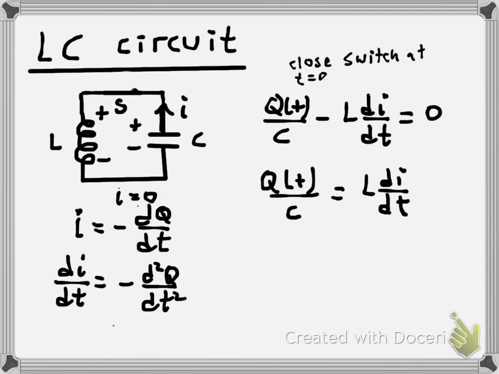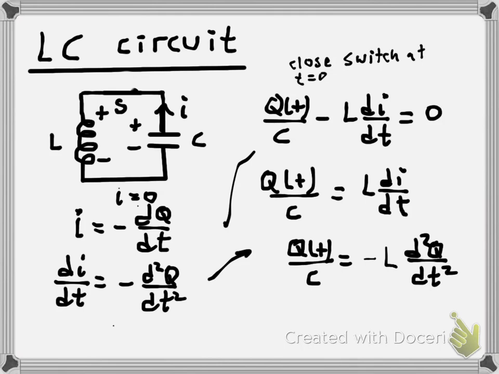We take one more derivative of that equation to get di/dt equal to minus the second derivative of q with respect to time. And now we can replace in the right hand side of that equation the equation that we started with. So the left hand side is still the same, Q divided by C, but now in the right hand side we can replace di/dt with minus the second derivative of q with respect to time.